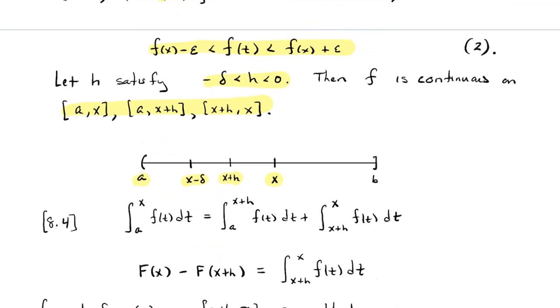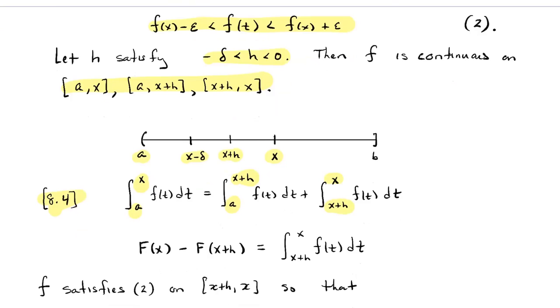So we use additivity. Additivity says, look at the picture when I say it, the integral from a to x, the biggest interval, is the integral from a to x plus h plus the integral from x plus h to x. That's the additivity theorem. Rewrite that in terms of what capital F is. Okay, a to x is capital F of x. A to x plus h is capital F of x plus h. So we have subtracting again, the difference of those things is that integral.